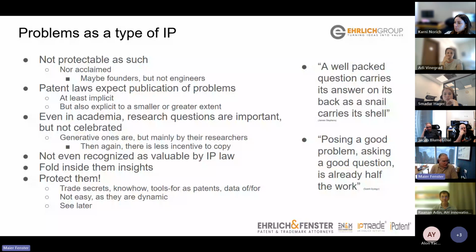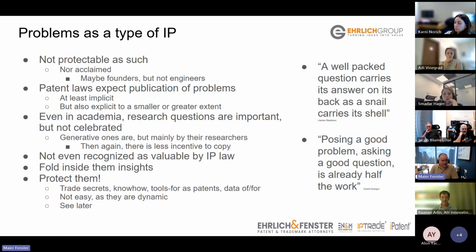Sometimes founders get a lot of respect for having identified a problem that people haven't seen before, but often engineers inside a company don't get as much respect. So I hear that some companies do give a lot of respect to the engineers, and perhaps even bonuses to engineers who identify problems.